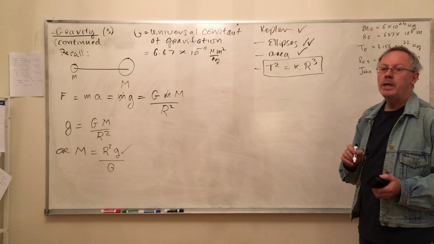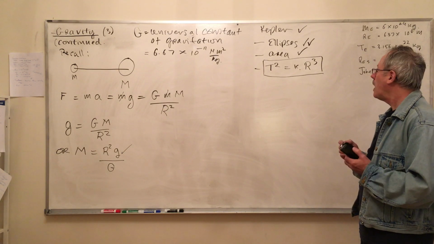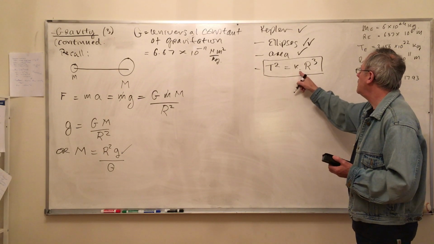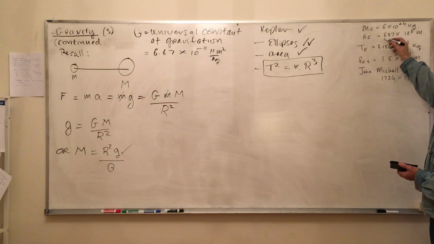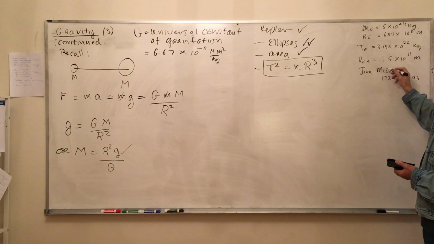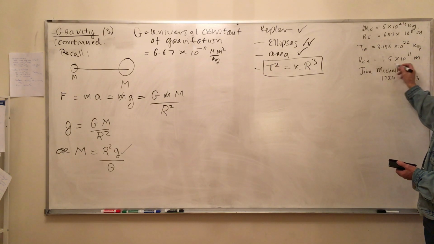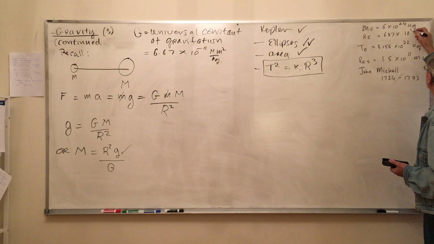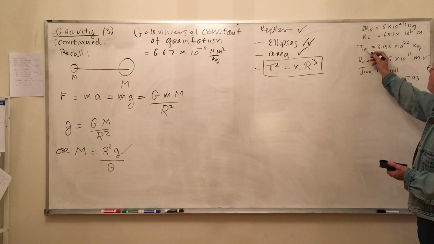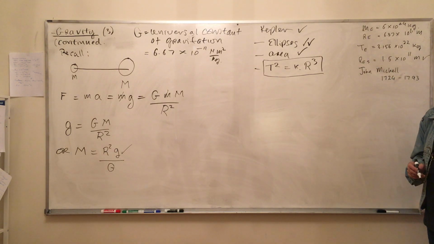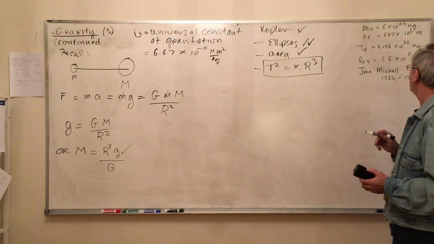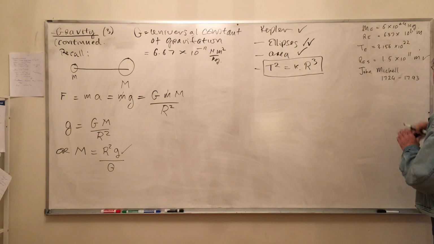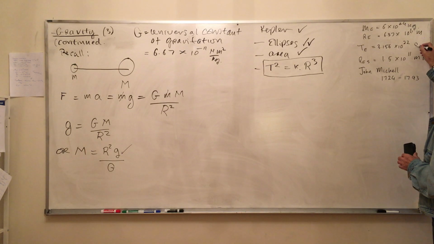Angular momentum is something you'll study later. But the third law, that's one we can check out using the little bit of algebra that we have. The square of the period is equal to some constant times the cube of the radius. Now for the Earth, the radius is the orbital radius of the Earth, which is 1.5 times 10 to the power of 11 meters. The period of the Earth is 365 and a quarter days, or 3.156 times 10 to the power of 7 seconds. Let me check that.